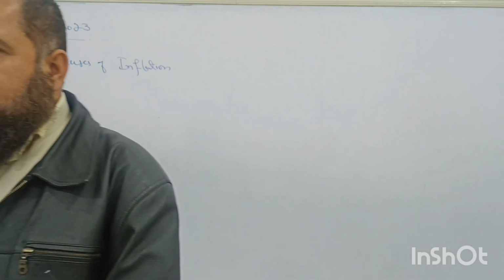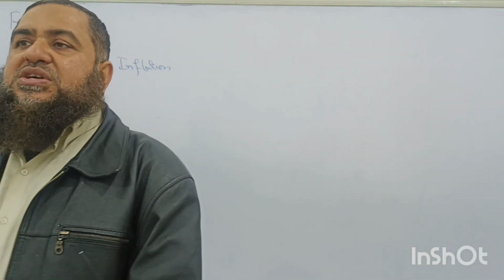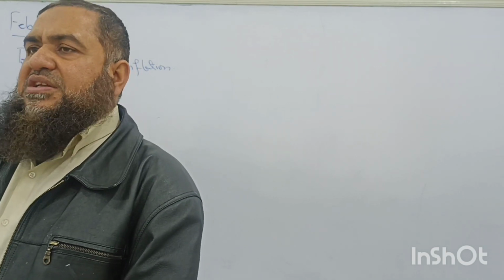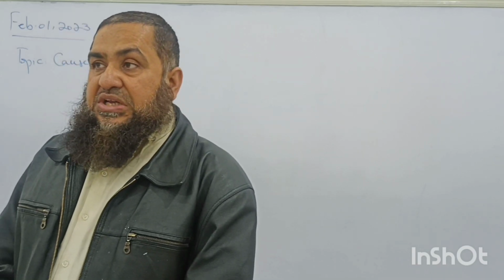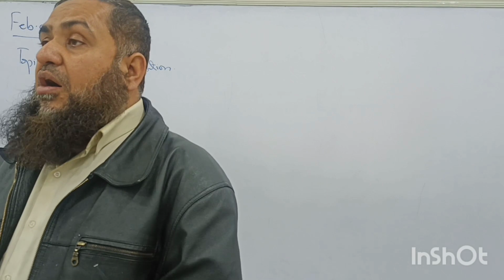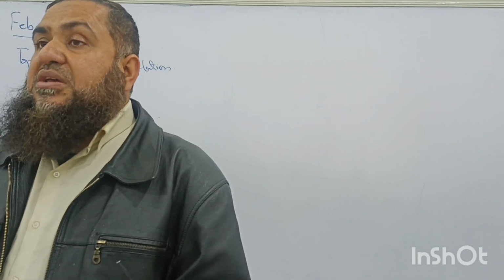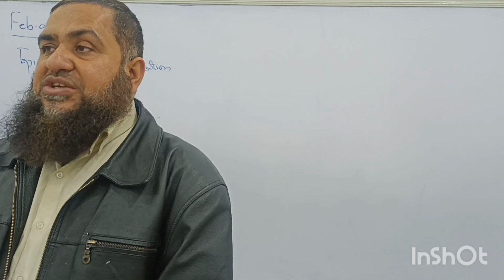Yesterday we were talking about the degrees of inflation. Degrees of inflation means what? Creeping inflation, stable, single digit, double digit, hyperinflation. They depend upon the rate of inflation. Whereas the causes of inflation or types, they depend how inflation is being caused in a country. What are the reasons behind inflationary pressure?